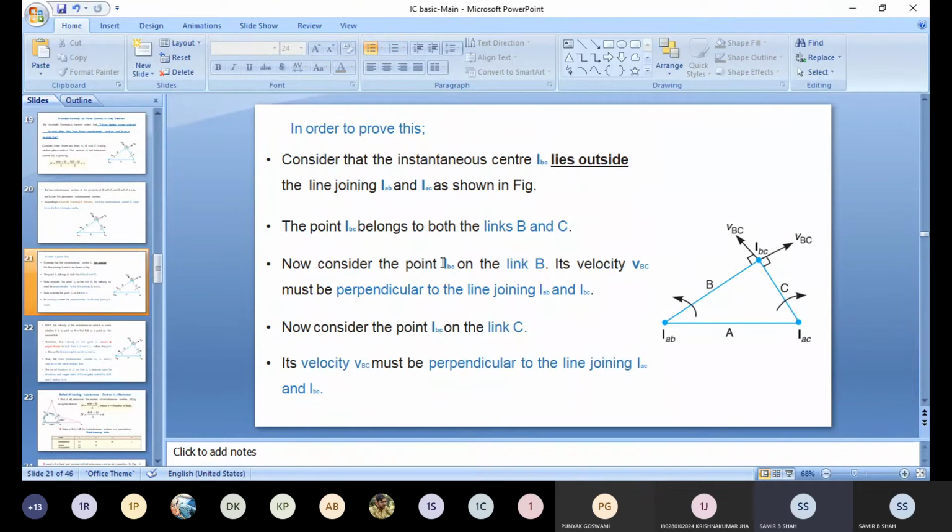Consider the point IBC on link B. Its velocity VBC must be perpendicular to the line joining IAB and IBC. Now consider the point IBC on link C. Its velocity, once again VBC, in the same way must be perpendicular to the line joining IAC with IBC.